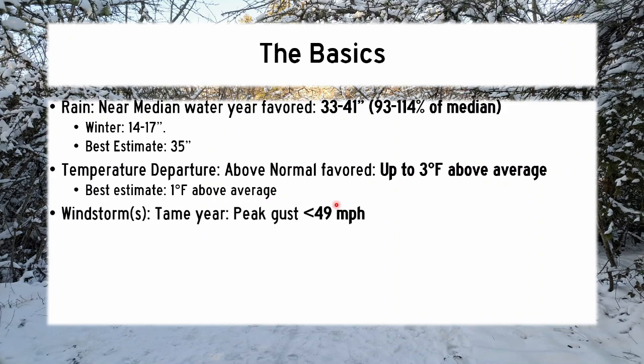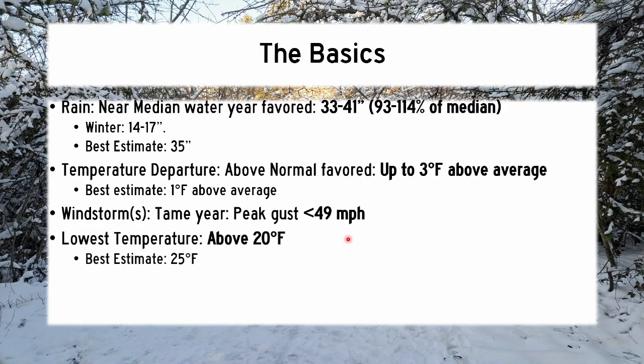Windstorm, I'm expecting now a pretty tame year with a peak gust less than 49 miles per hour. We're getting past that time where during an El Nino, a significant windstorm can happen. As in October, I did note that a windstorm would most likely happen during the earlier part of the season, and one does not look to be on the horizon. Lowest temperature above 20 degrees. Best estimate is 25 degrees. That has gone up since previously.